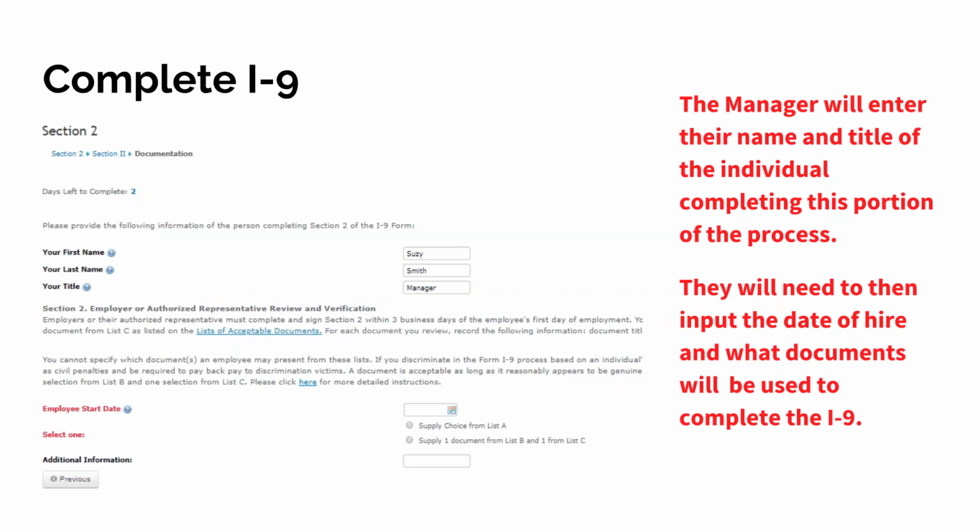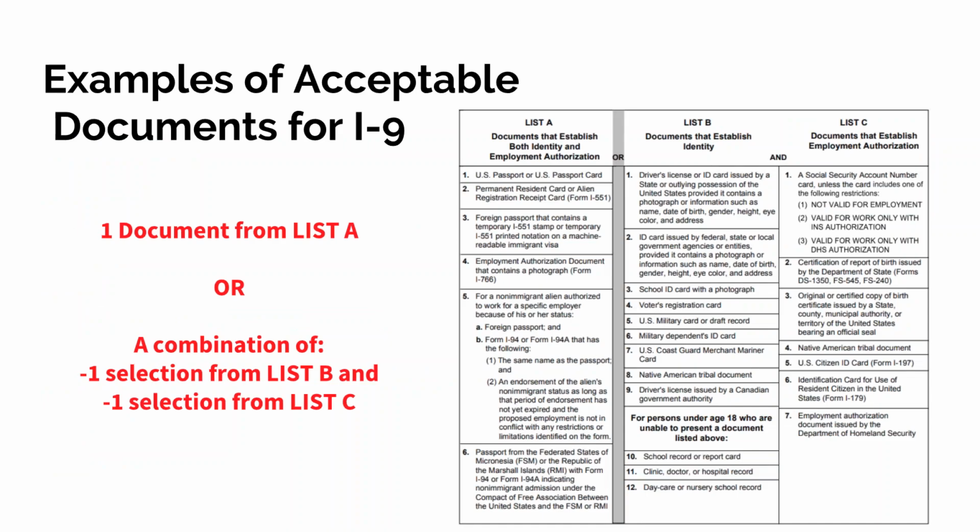Okay, so the manager is going to enter their own name and title. So that first section that says Susie Smith, that is for the person who is completing this portion of the I-9. It shouldn't be the employee's name, okay? Because someone besides the employee needs to be verifying that these documents are in order, aren't expired, etc. Okay? So you'll also need to input the date of hire and what documents are going to be used to complete the I-9. So there are a few choices that we're going to look at on the next screen.